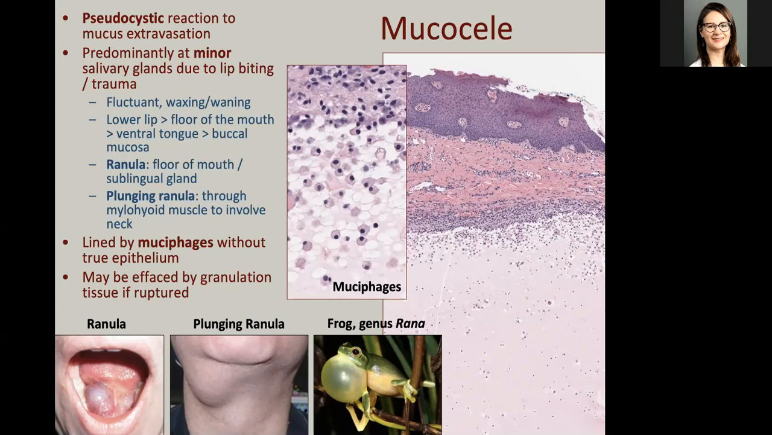But as you know, these things can grow to larger sizes and become so-called ranula, right, which are on the floor of the mouth, involving the larger sublingual gland, or of course a plunging ranula that plunges down into the neck and is visible underneath the skin, all of which of course comes from the lovely neck protrusion of the frog, rana, so hence ranula.